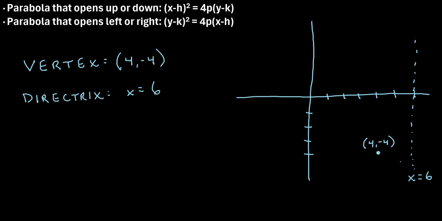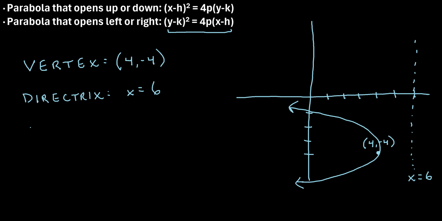So recall that a parabola will always open away from the directrix. So that means our parabola opens up like this, or in other words, it opens to the left. So the equation that we're going to use is this equation for a parabola that opens left or right: (y minus k) squared is equal to 4p times (x minus h).